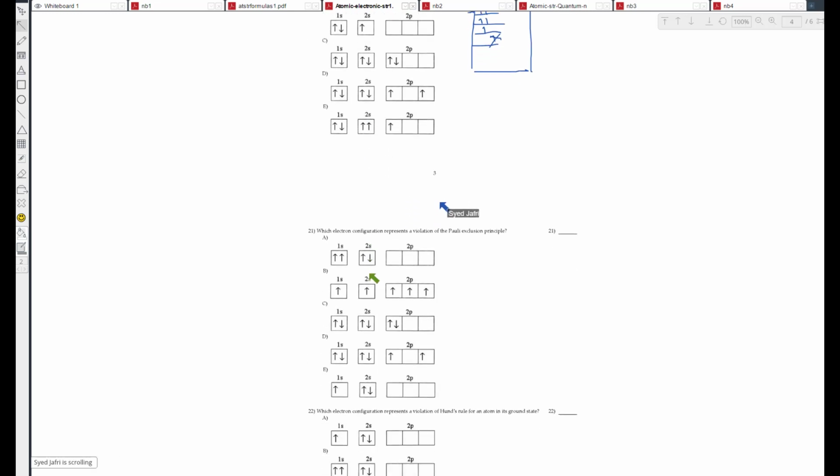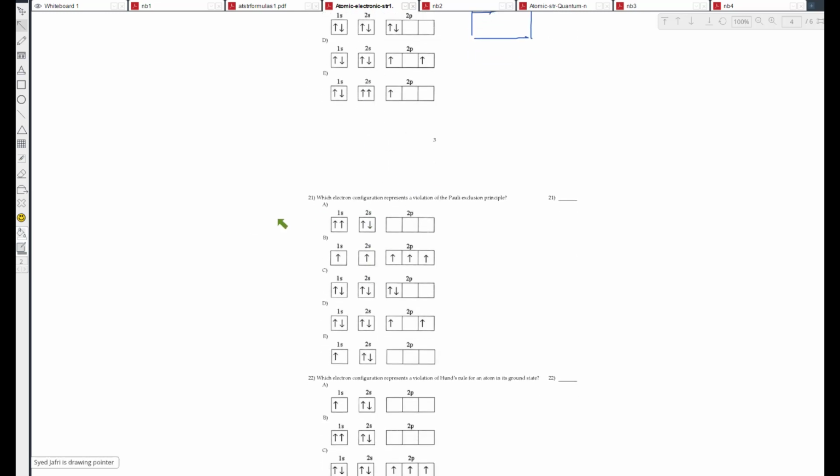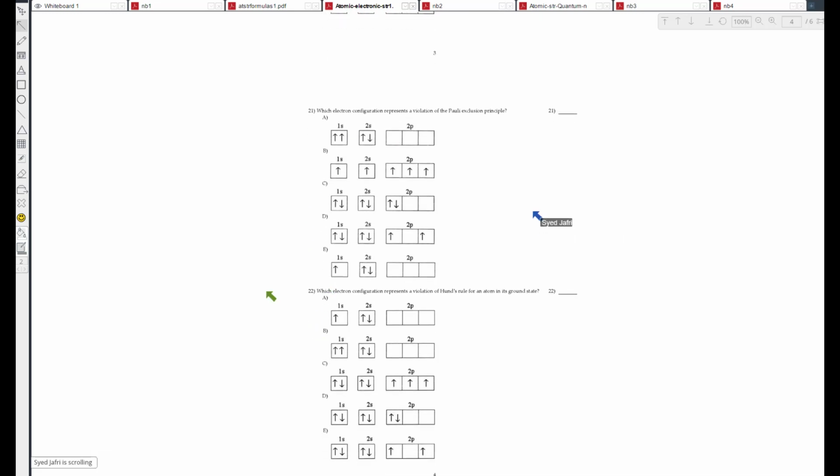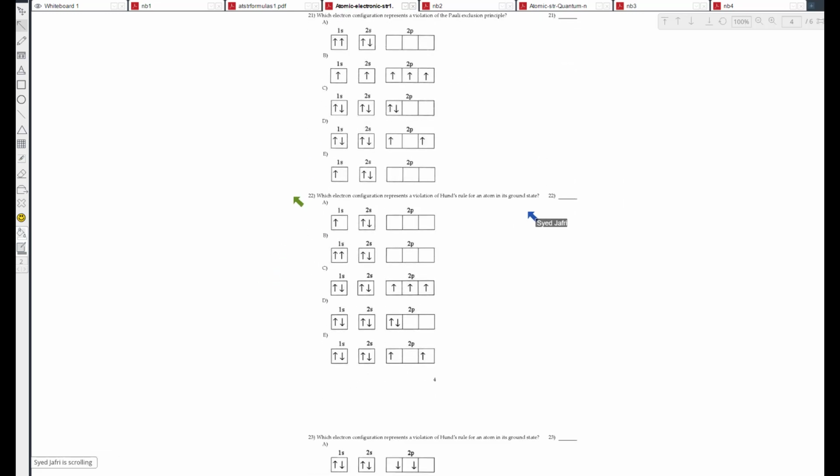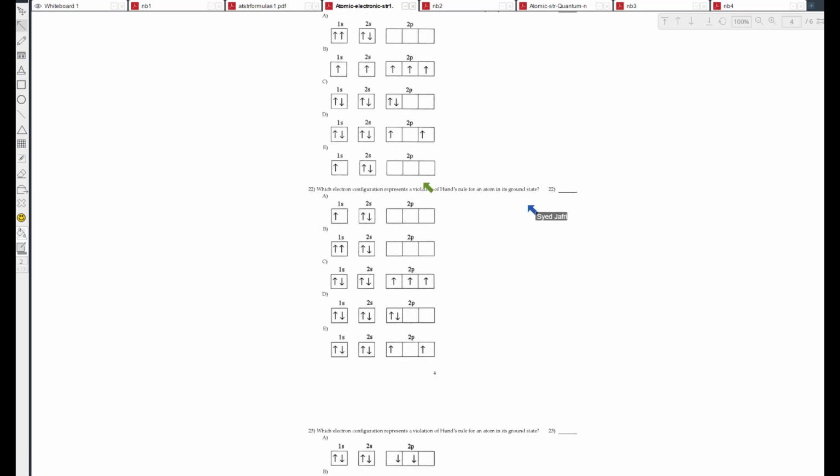Okay, what about the next one? Violation of the Pauli exclusion. Like we said, it'd be A because they're both going up, in the same direction. They have to be opposite, you're right. Okay, what about this? Hund's rule. Violation.